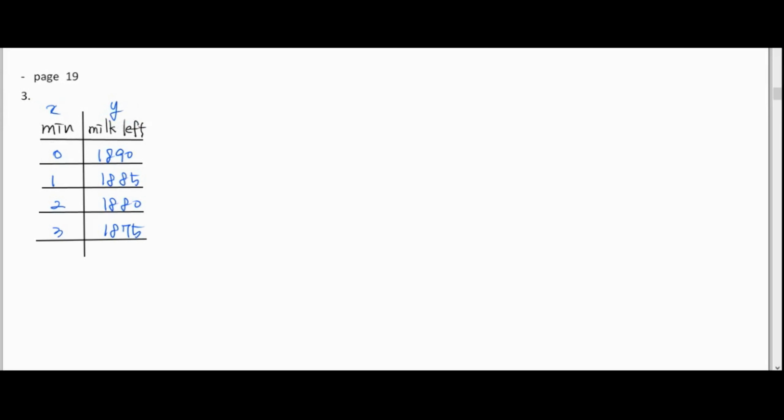And to find the equation, we should find the m, which is the slope, and c, which is the y-intercept. So the slope is rise over run, where the run is how the x changed, and the rise is how the y changed. When x changes by 1 like this, the y changes by minus 5. So the slope will be minus 5 right here. Like this, we have found the slope.